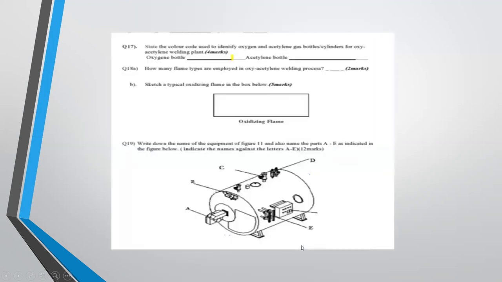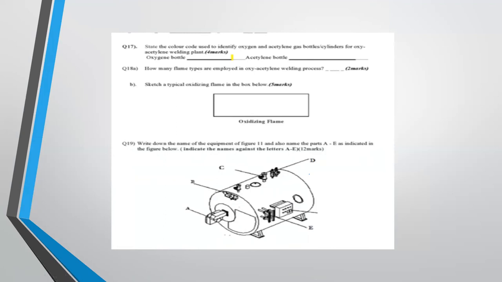Next question, state the color code used to identify oxygen and acetylene. Acetylene for oxyacetylene welding. Do you remember oxyacetylene welding? If you don't remember, let's do a recap. I don't have a video on welding yet. We have two types of welding: electric arc welding and oxyacetylene welding.